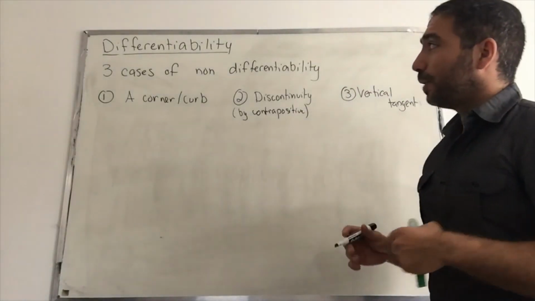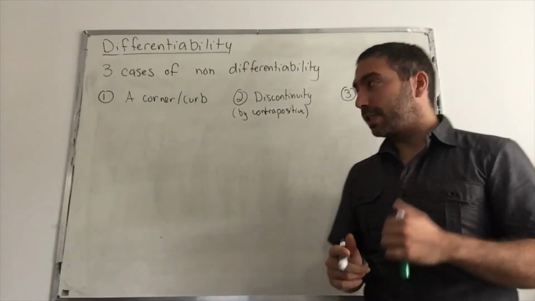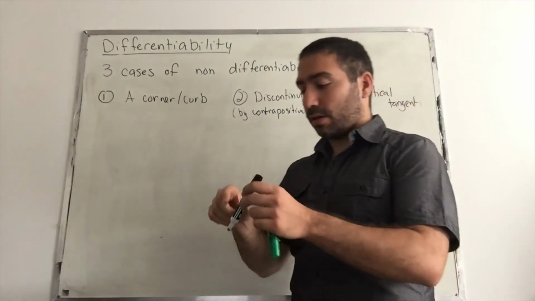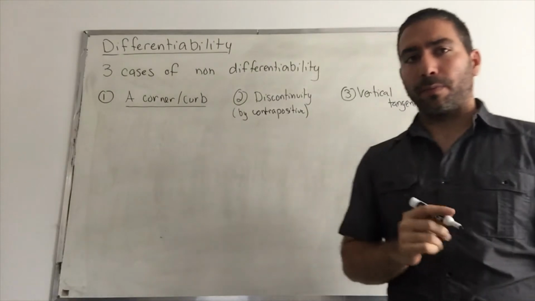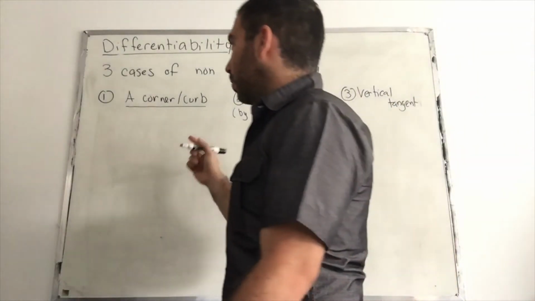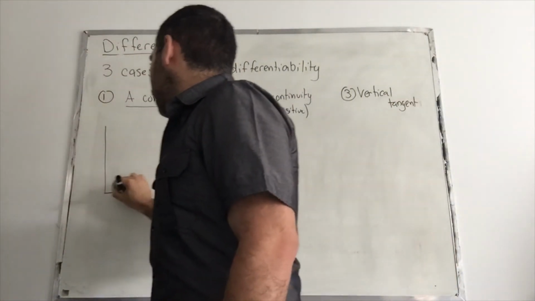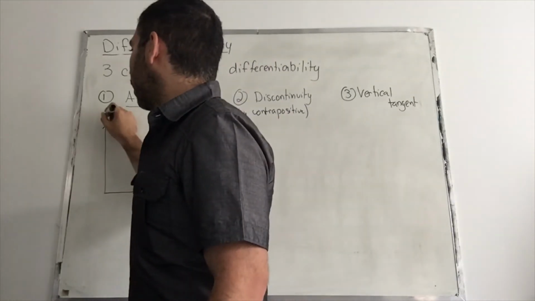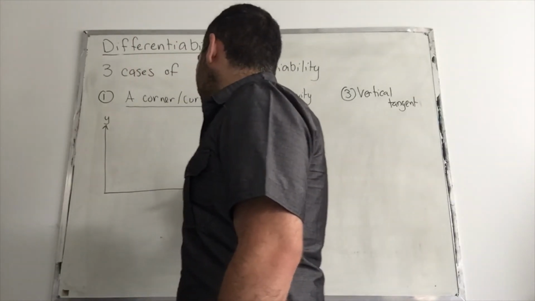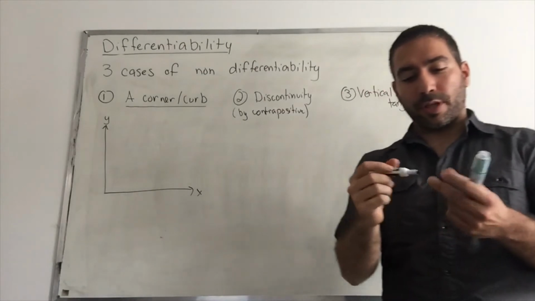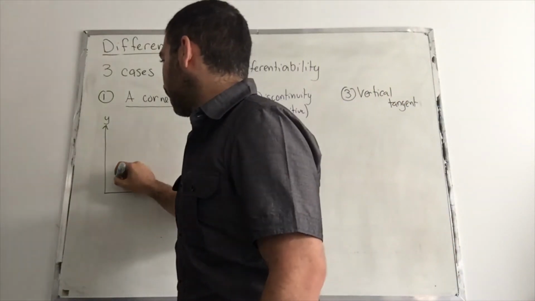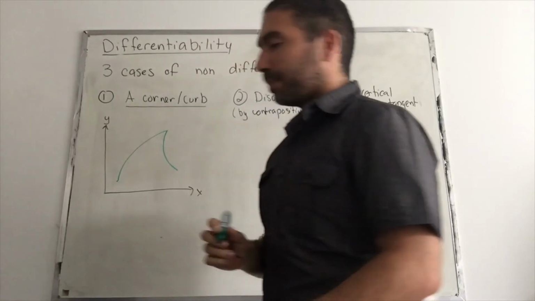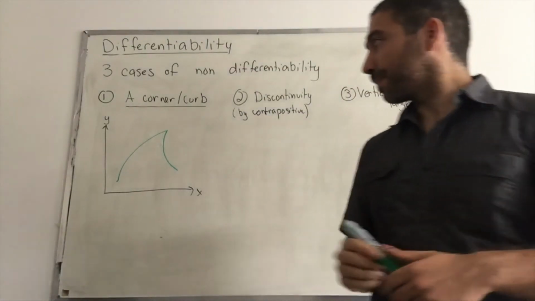So here we look at the three cases of non-differentiability. The first case that we have is when we're given a corner or a curb. If the function that's given has a corner or a curb, let's sketch it out, then the function is not differentiable. We cannot take the derivative of this function. Let me draw the function in green. Something that looks like this. Let's say a shark fin.